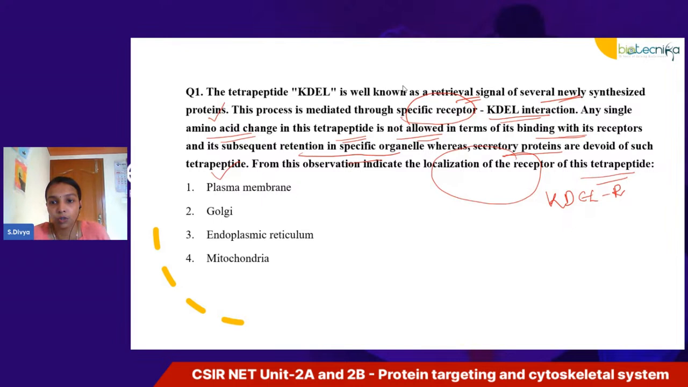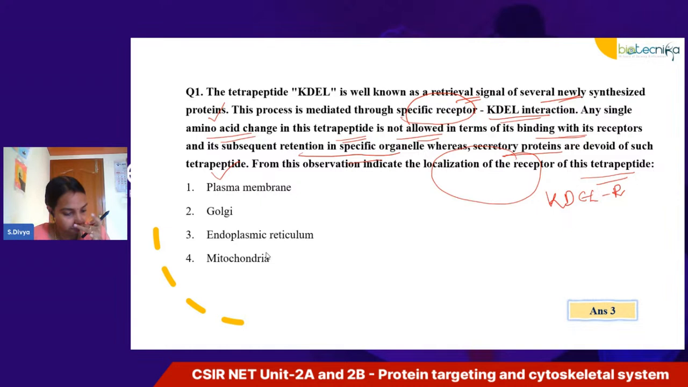The correct answer to this question will be, very easy, endoplasmic reticulum. So, are your KDEL receptors present only in the endoplasmic reticulum, or are they present in any other organelle? Last time we had discussed COP1, COP2 vesicles, the pH of different compartments. Do you remember that? So in that case, do we have the receptor location in any of the other organelles present?